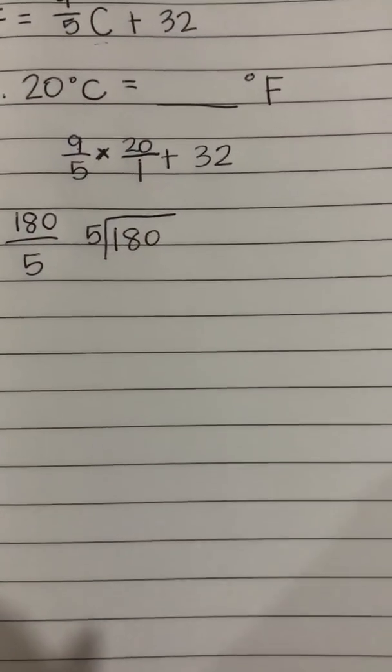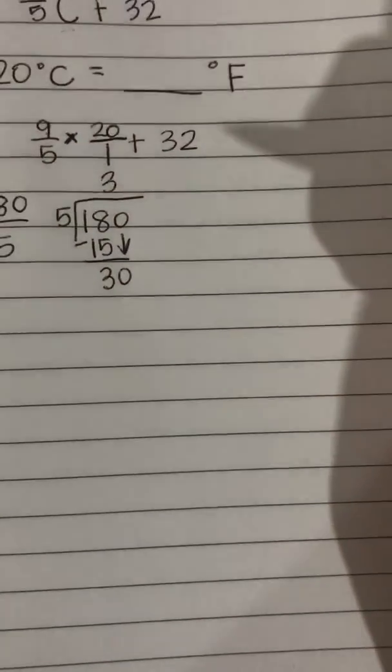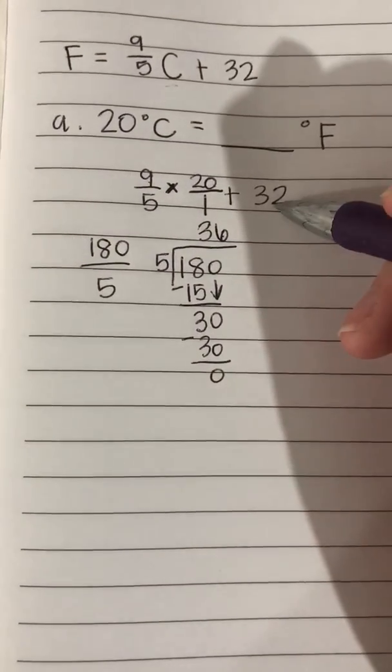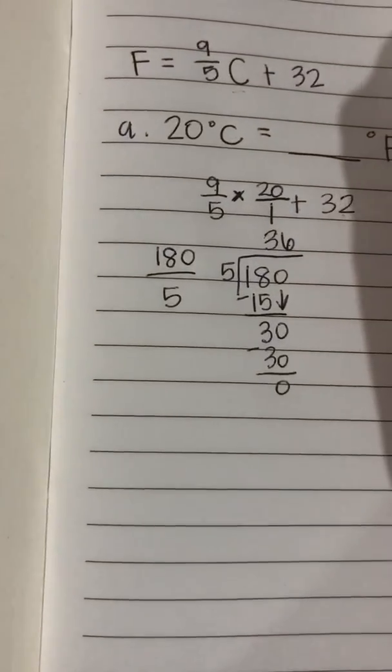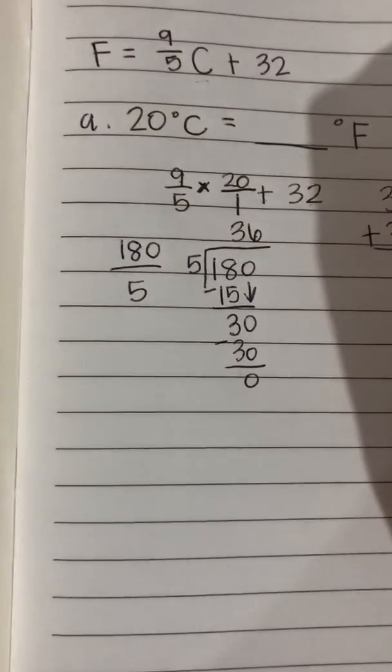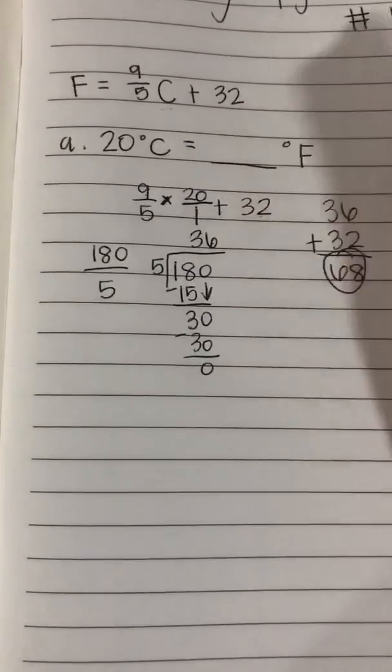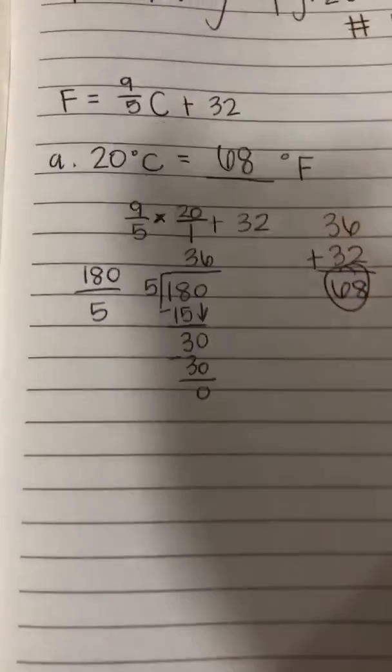5 will not go into 1, but it'll go into 18 3 times with 3 left over. Bring down my 0. 5 will go into 30 6 times with none left over. So now I simply have 36 plus 32. Now, let me go ahead and get this answer and then I'll show you the other way. So my answer here is 68 degrees Fahrenheit.